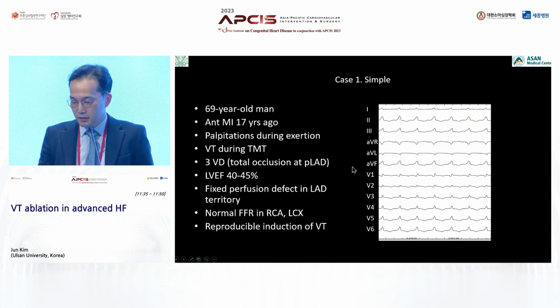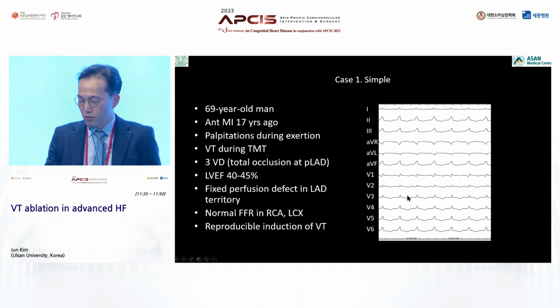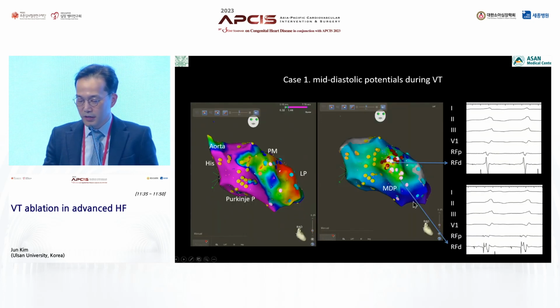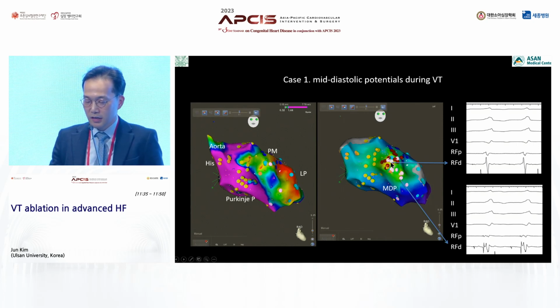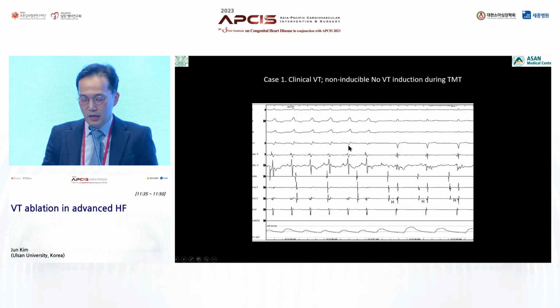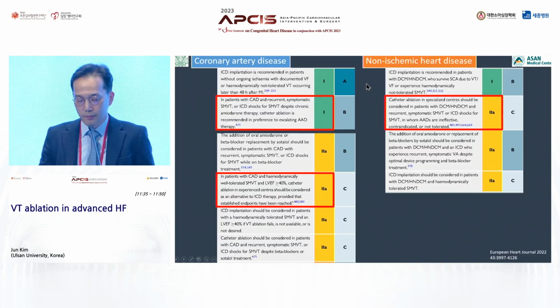It's just a simple case, a 69-year-old man, prior MI, and a preserved ejection fraction, and no need for revascularization. He had a right bundle branch block, inferior axis VT, and we mapped the LV and found the critical circuit in the anterior wall, and we could terminate the VT within seconds, and he had no VT episode.